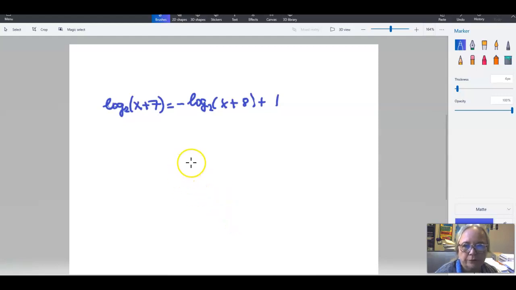Hello, in this video I would like to discuss how to solve two logarithmic equations. The first one you see here: log to the base 2 of x plus 7 equals minus log to the base 2 of x plus 8, plus 1.